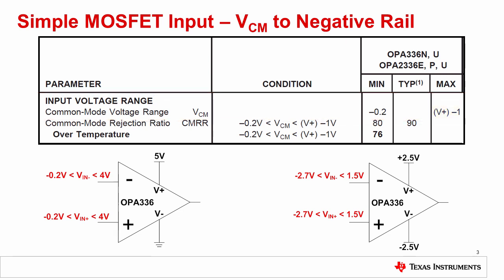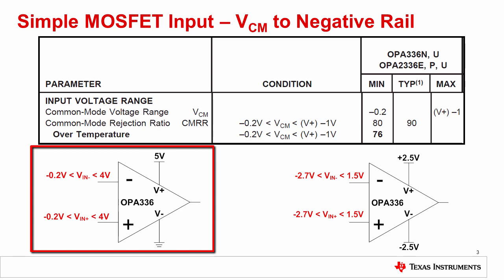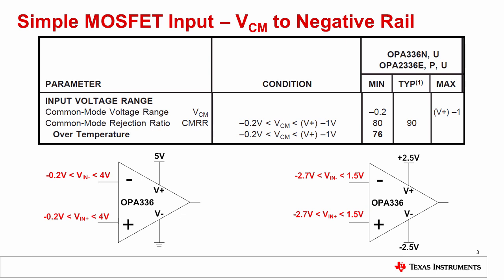An amplifier with this type of common mode range is sometimes called a single supply amplifier. Of course, in practice, any amplifier can be used in a single supply or dual supply configuration. Nevertheless, amplifiers with this type of common mode range are optimized to work with the negative supply grounded. For example, the single supply configuration shown on the left allows inputs from negative 0.2 volts to 4 volts. Any input below negative 0.2 or above 4 volts will not produce a linear output. Let's consider what happens inside the amplifier to cause this limitation.